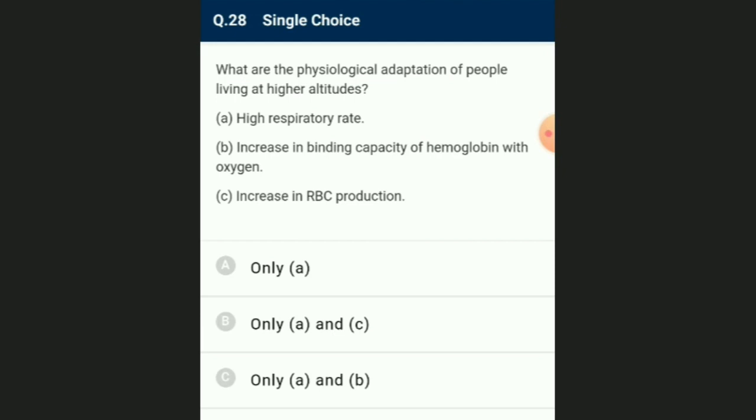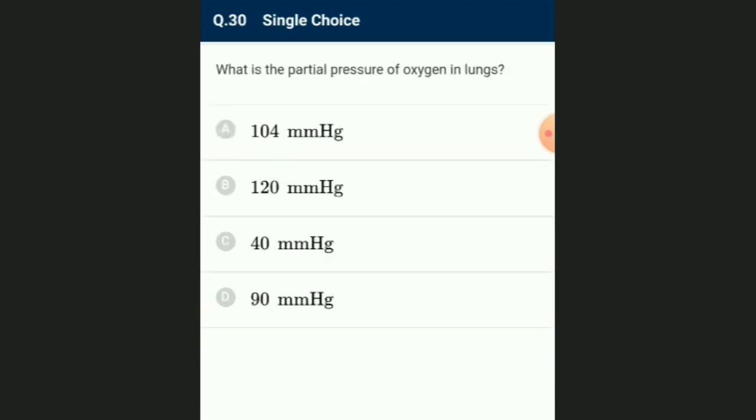Under these conditions, the body increases RBC production, decreases the binding capacity of hemoglobin, and increases breathing rate. So the answer for this question is option B. From the given three statements, A and C are correctly given. Question number 30. What is the partial pressure of oxygen in lungs?